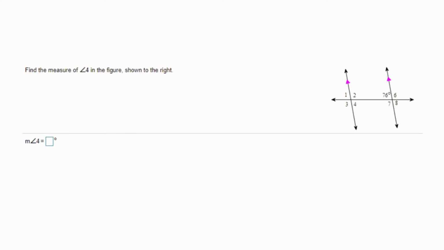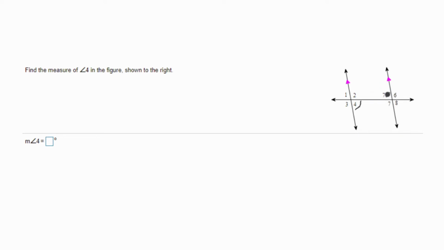Alright, let's do one more with numbers. Find the measure of angle 4 shown to the right. This is the one we want to solve for right here, angle 4. So let's use a couple of angle comparisons, but instead let's do something different. It's going to work the same way, but we're just going to use a different angle comparison. So this angle would probably be angle 5. Angle 5 is 76 degrees.